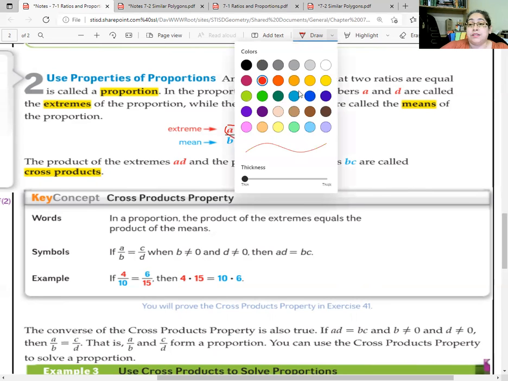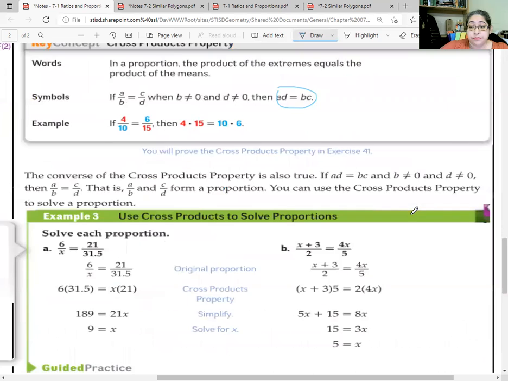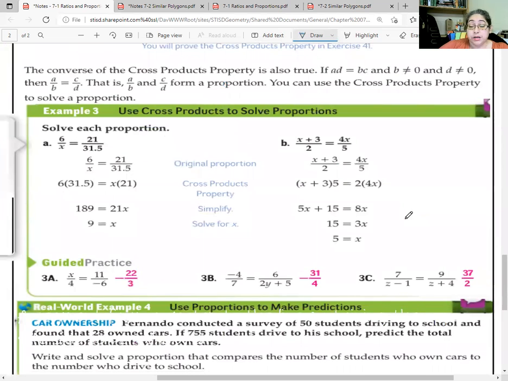And I've seen a lot of teachers teach it this way, where you circle like this, and then the ones in this little bubble are multiplied together, and the ones in this bubble are multiplied together, and they're equal, just like that. This is formally called the cross product property. Cross product property. And it allows you to cross multiply and solve. And so that's what we're going to do.